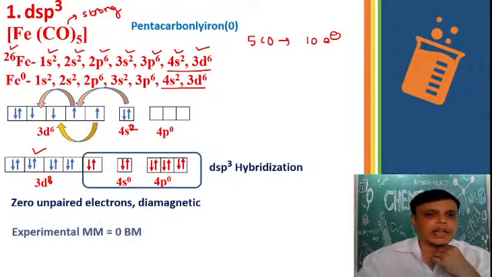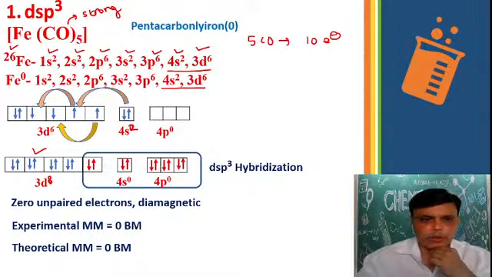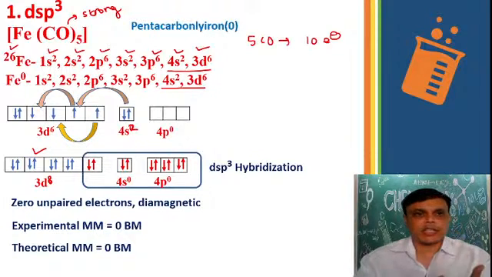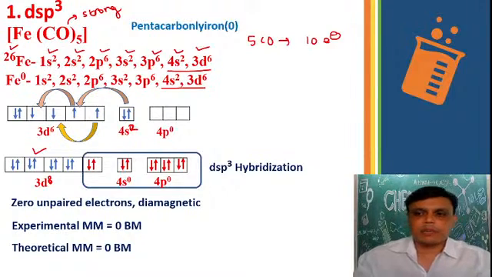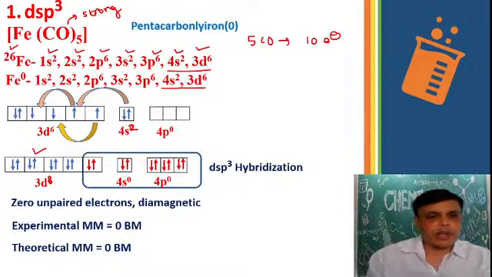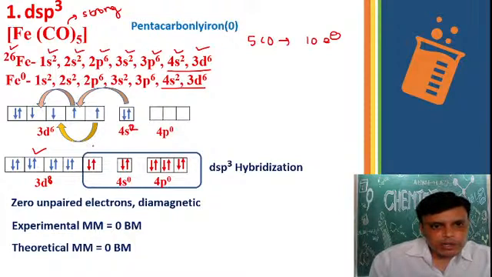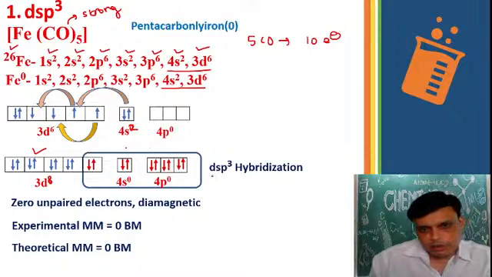And the experimental as well as theoretical magnetic moment of this complex will be 0. That means experimental and theoretical magnetic moment of this complex is 0. So this is the first type, that is dsp3. Why? Because here one d orbital is involved, one s orbital is involved, and 3 p orbitals are involved. So dsp3 hybridization.